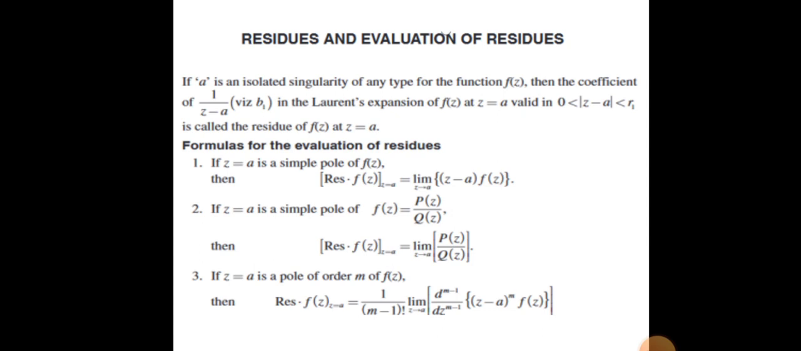And as a third case, if a is a pole of order m, then this is the formula to find the residue. The residue of f of z at z equal to a, where a is a pole of order m, is 1 by m minus 1 factorial into the limit as z tends to a of the m minus 1th derivative of z minus a the whole power m into f of z.